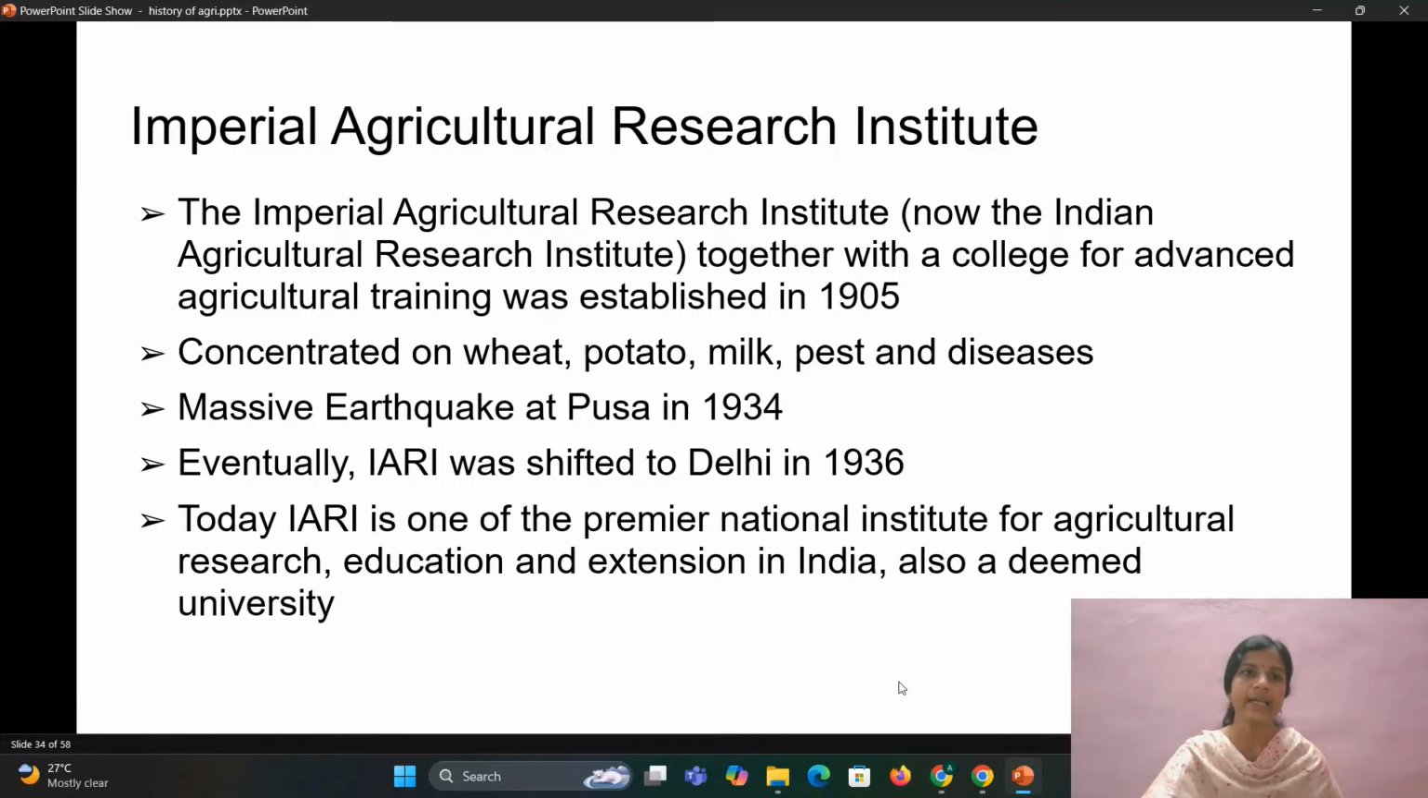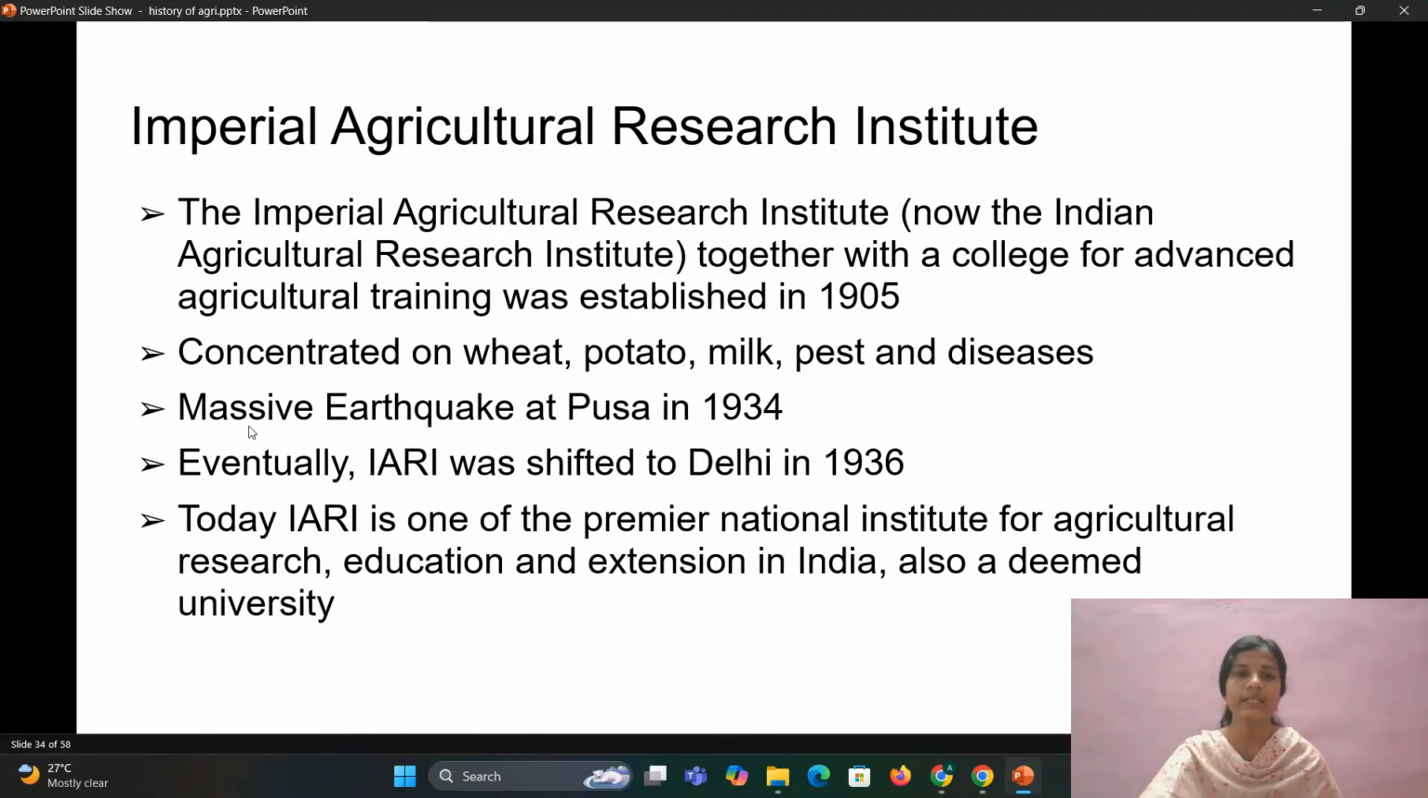Then coming to IARI, that is Imperial Agriculture Research Institute. After independence, it is renamed as the Indian Agricultural Research Institute. Together with a college for advanced agriculture training, it was established in the year 1905. First it was established at Pusa in Bihar. And this institute mainly concentrated on research on wheat, potato, milk, and various pests and diseases associated with these.